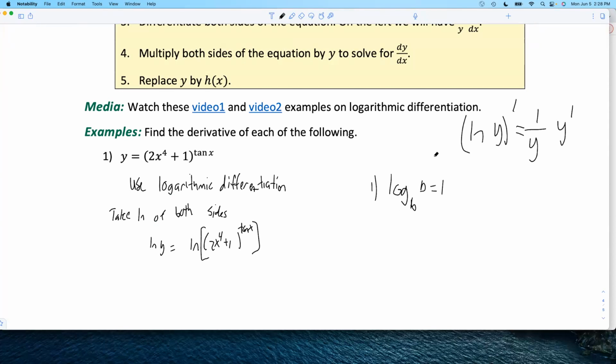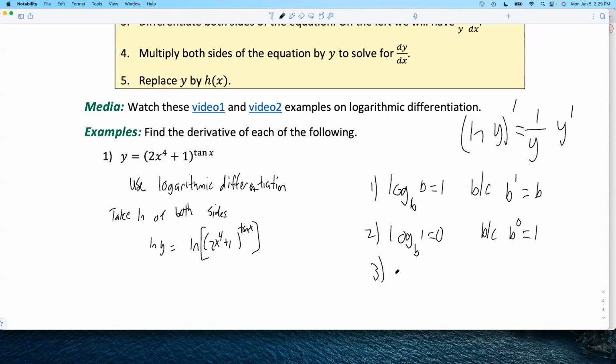A log is a question. What exponent do you put on the base in order to get whatever's inside? So the reason this is true is because b raised to the 1 equals b. B raised to that power equals what's inside. Rule number 2, log base anything of 1 equals 0. And the reason for that is because the base raised to that exponent equals what's inside. B to the 0 power equals 1.